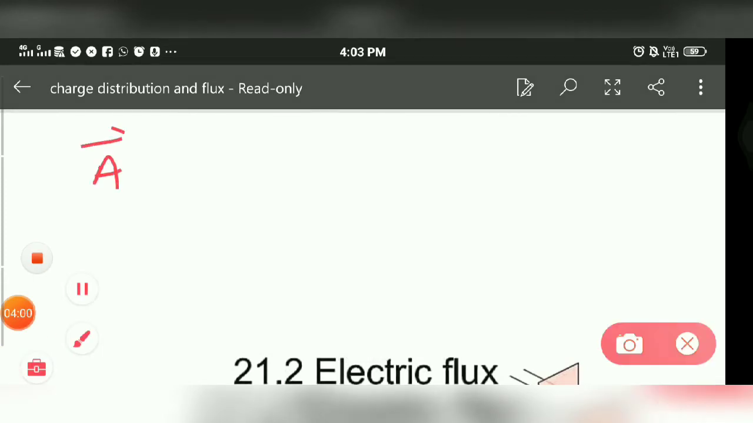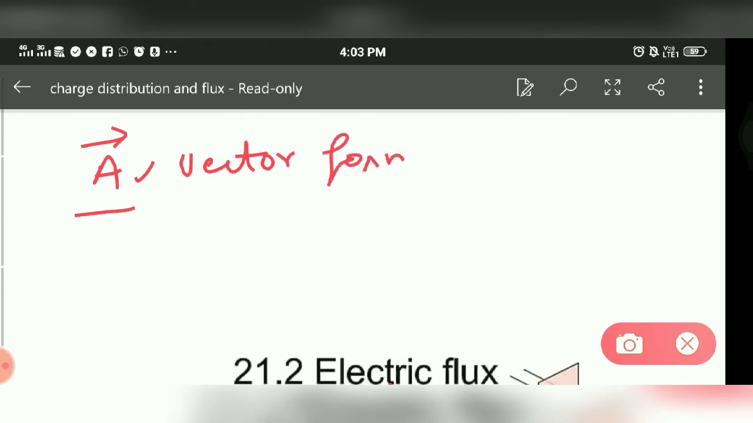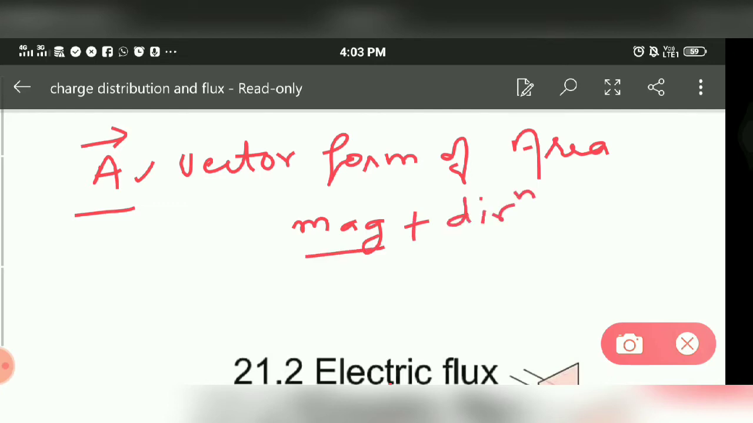Area vector is actually the vector form of area. To represent the area, we require magnitude plus direction. For the area vector, the magnitude is simply the area, whatever the area is.